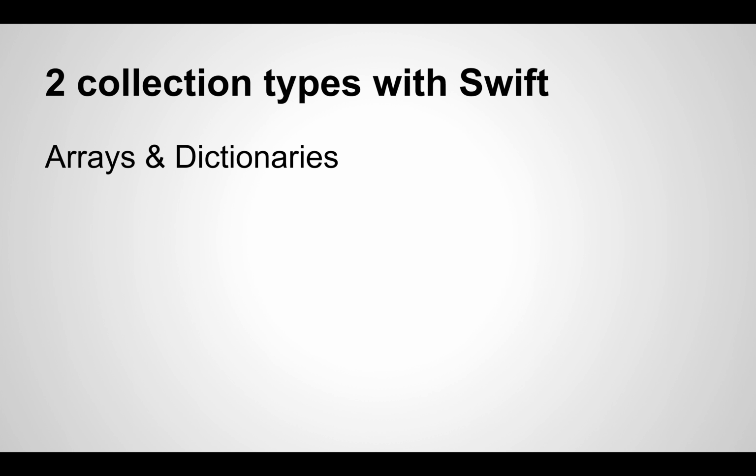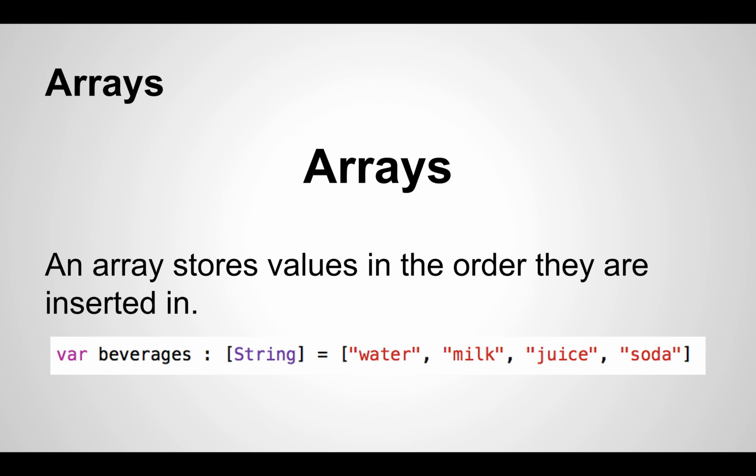So in Swift, there are 2 different kinds of collection types. You have the array and the dictionary. So let's take a look at the array. What's an array? An array is a collection that stores values in the order they are inserted in. Let's look at the example here. Var beverages. So we store strings and we have water, then milk, then juice, then soda. So this beverages array stores 4 items: water, milk, juice, and soda.